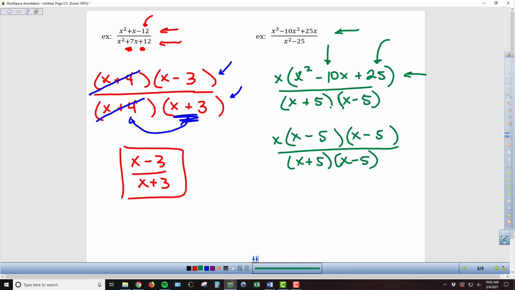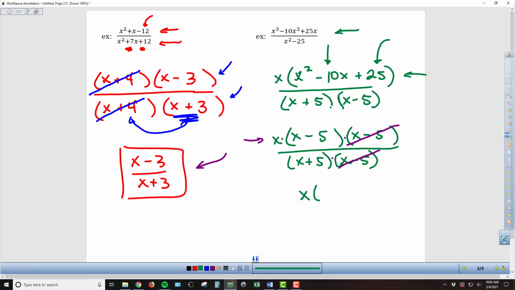So now I'm ready to do whatever reducing I can, because everything in the top is now connected by multiplication, as are the two pieces on the bottom. So now I'm free to reduce. I've got these x minus 5s that are in common in the top and bottom, and then that's it. The x minus 5 and x plus 5 are like the x minus 3 and x plus 3 from before, where they're not similar enough for us to be able to reduce, and we have this extra x that we can't reduce either.